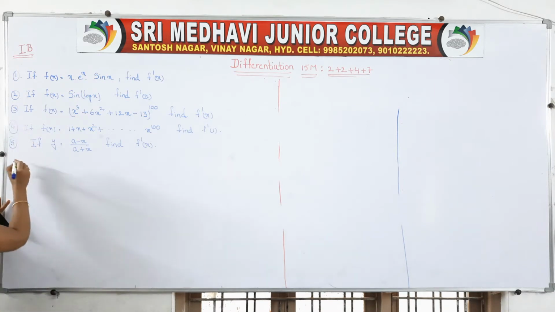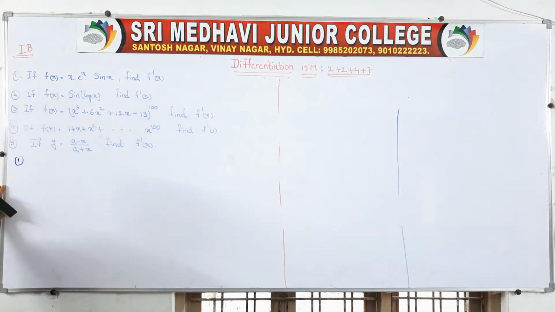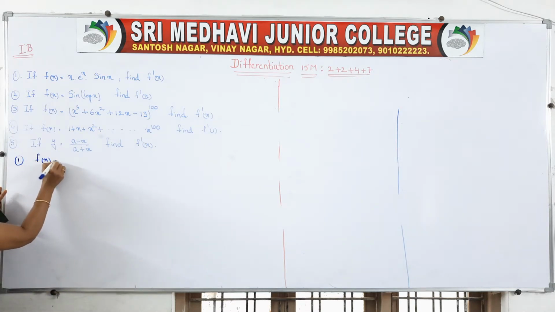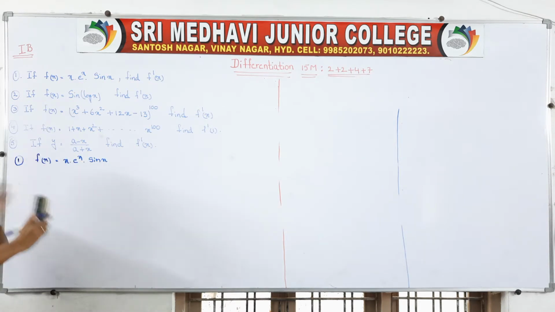Now come to the first question. What is your first question? If f of x is equal to this one, find f dash x. So given that f of x is equal to x into e to the power of x into sin x, we have to find f dash x.